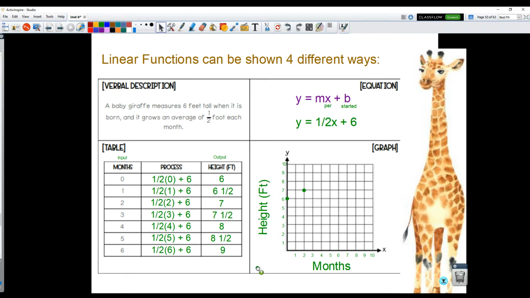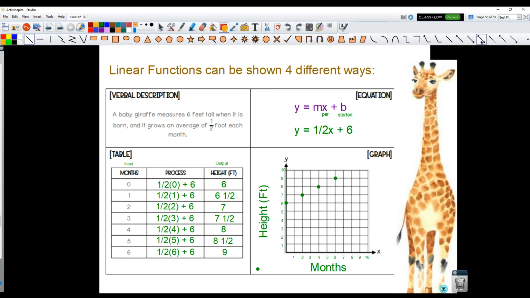I'm going to do the same thing for the next value. I'm skipping the 7.5 and going to 4 months. He's at 8 feet. And then plotting the last one here. We are looking at 6 months. He will be at 9 feet. Then I can go ahead and graph my line, starting here and going out, and then just understand that he will continue to grow over the remaining months. So hope you understand how everything is working together.